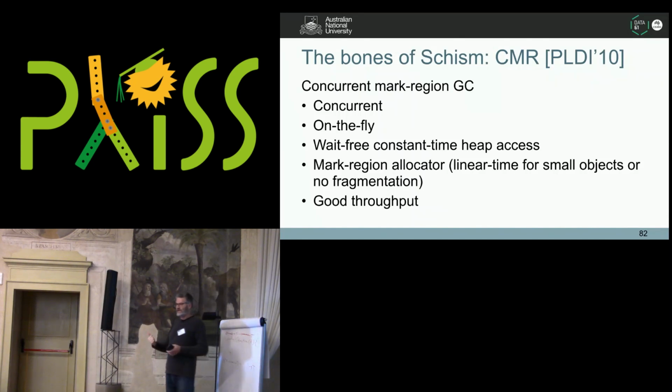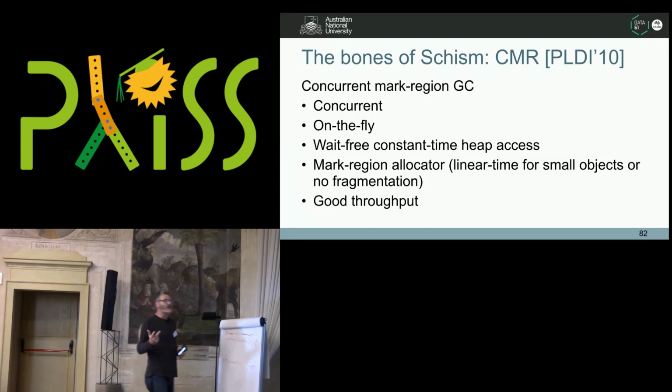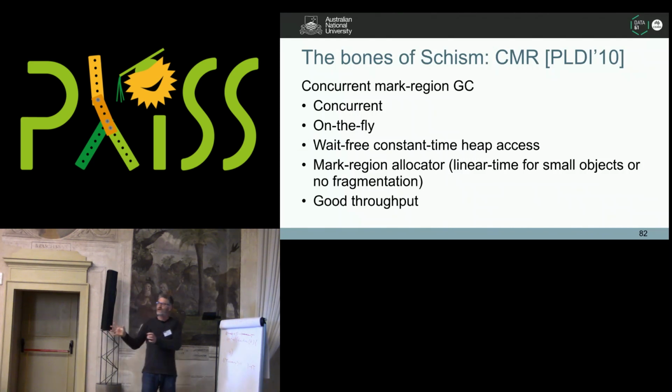But this collector is concurrent. It is on the fly. It has wait-free, constant time heap access. I'm not going to go into the details of that, but that's a nice property to have. It means that you can reason about how much it's going to cost you to manipulate the heap from your mutator program. And this fed into a design of allocation style that was allowing us to claim real-time properties for the collector and the programs that use it.